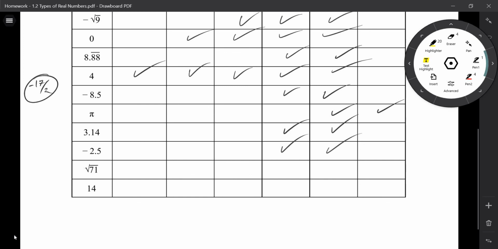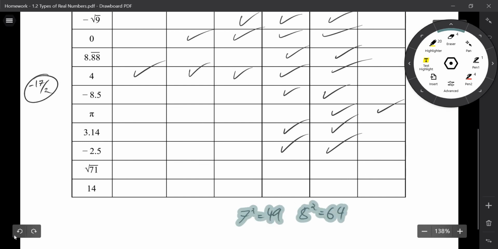And square root of 71. 71 is not a perfect square. The closest perfect squares that I can think of would be 7 squared, which is 49, and 8 squared, which is 64, which means that it falls somewhere in between. That is not going to be something that we can express with a fraction. The closest we can get is just square root of 71. So that is a real number, but it is irrational.